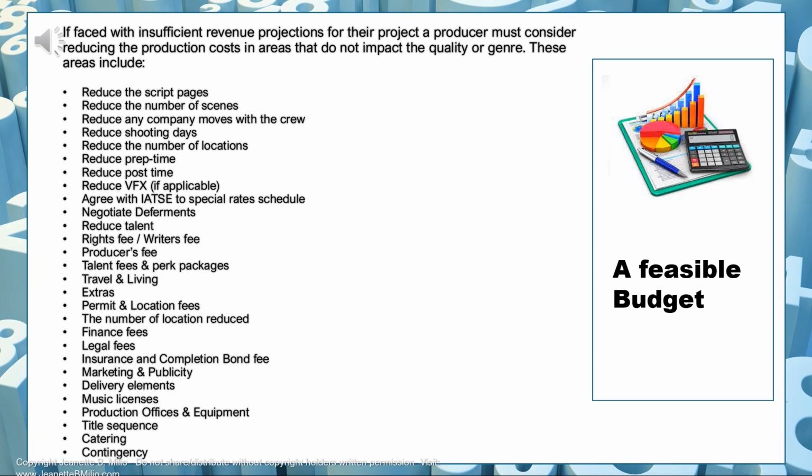Reduce prep time. Now, pre-production is the most important period of your production because this is the time where you're actually preparing your entire production and you're supposed to solve all the problems that you can foresee coming up in your production. So reducing the prep time is something you only do if you are very certain that the movie will have sufficient prep time by doing that.